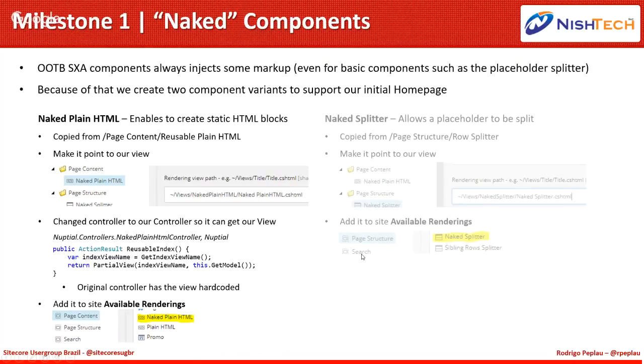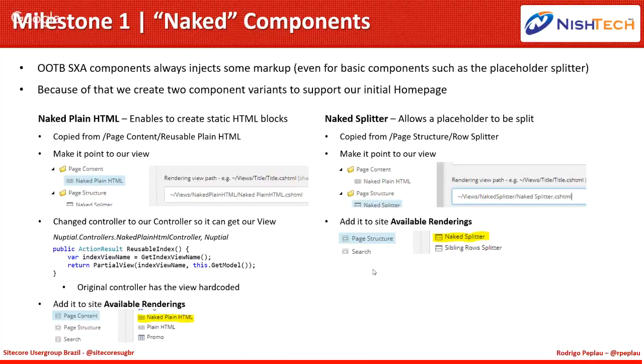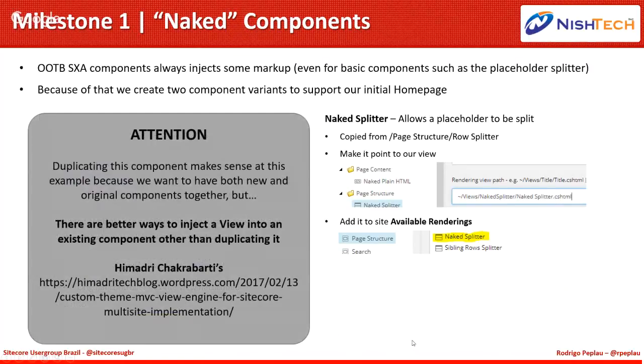And also we created a new version of the naked splitter, which allows you to split a placeholder in the middle. But this time we did one that does not inject any markup. All right, we got all this. I would like to tell you, it's not a good practice to keep on duplicating components in SXA, because it can get really out of your control if you start duplicating components this way. I would like to bring you that there are other options to do that.